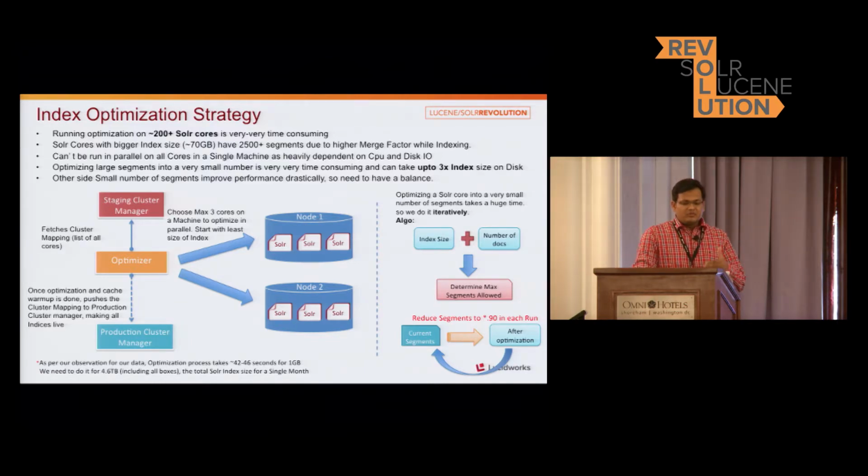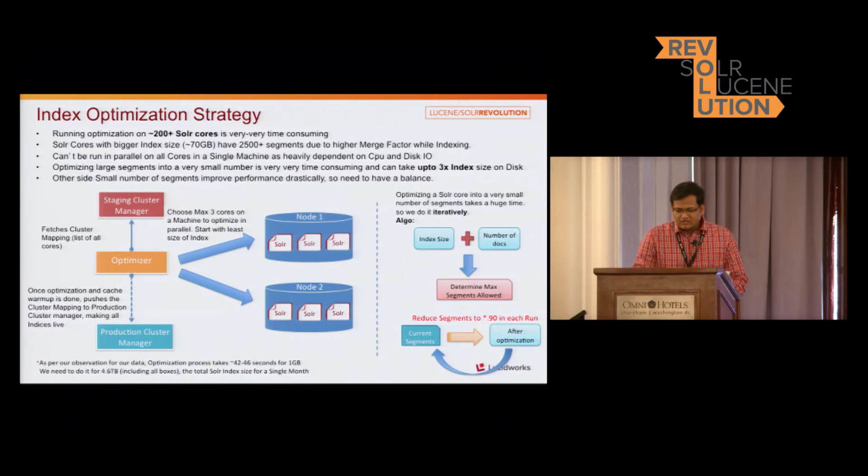So we came up with, again, a hybrid approach. In a single box, if there are multiple Solr cores, we run optimization on only 3 cores at a time. Whenever we go parallel, it runs on 3 on one machine and another 3 on another machine.